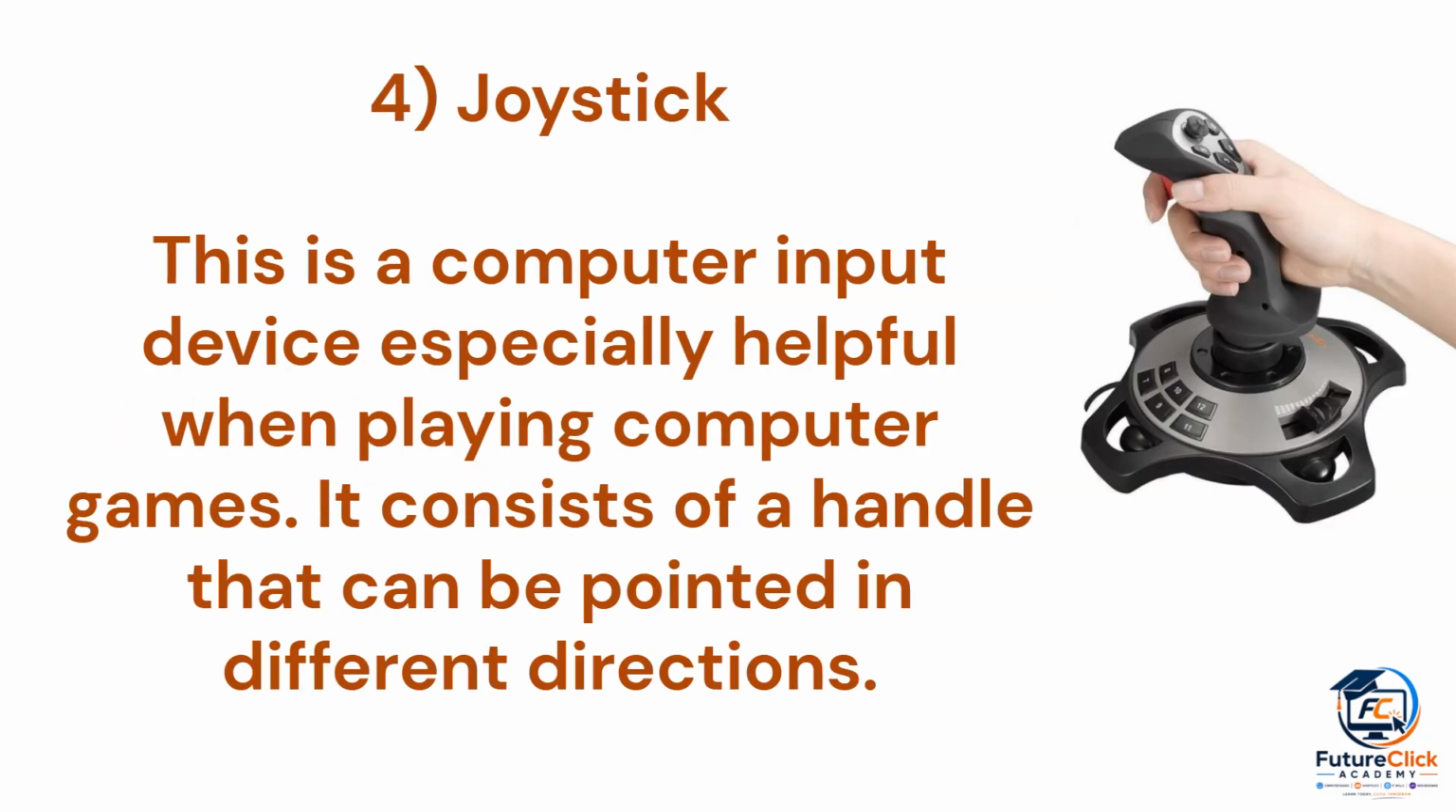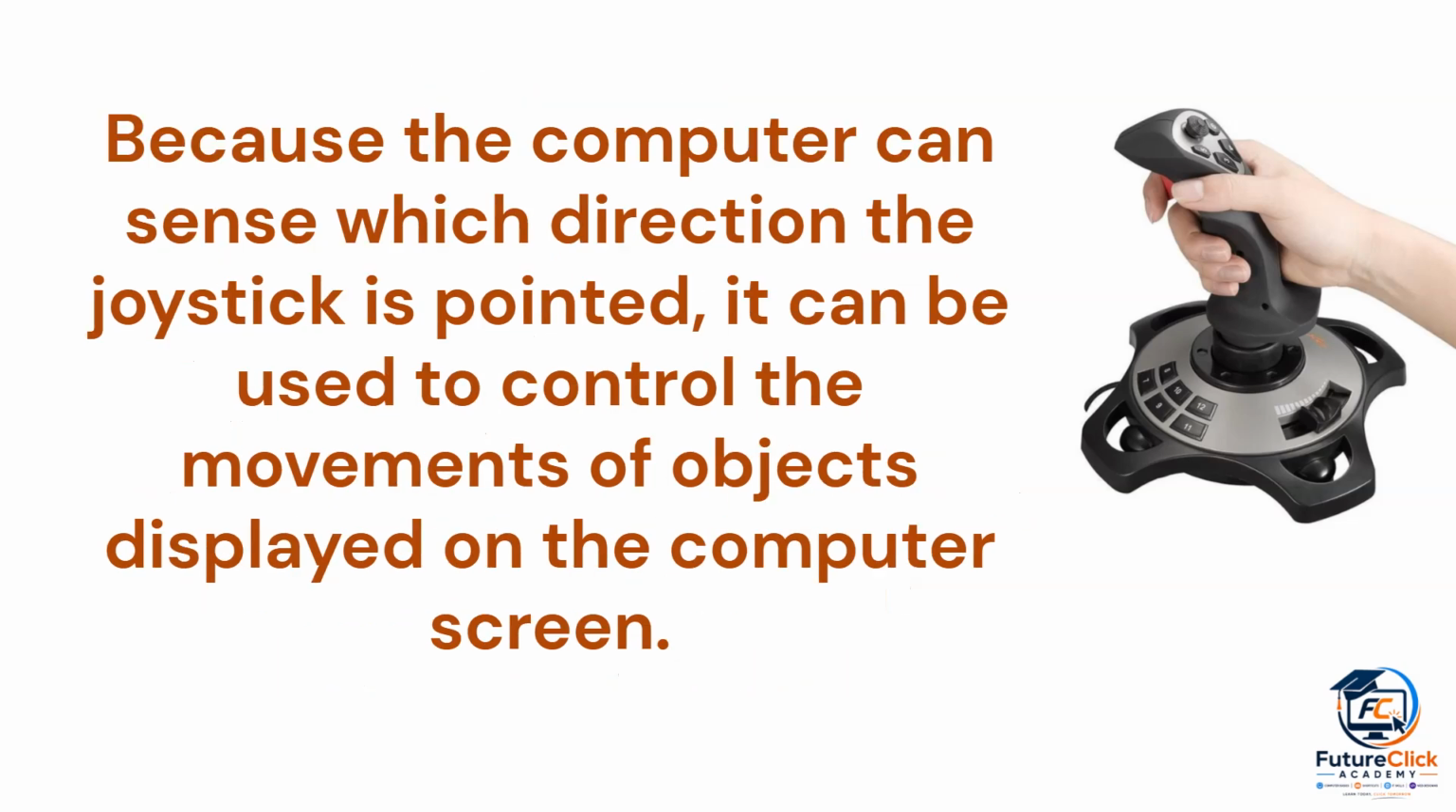4. Joystick. This is a computer input device especially helpful when playing computer games. It consists of a handle that can be pointed in different directions. Because the computer can sense which direction the joystick is pointed, it can be used to control the movements of objects displayed on the computer screen.